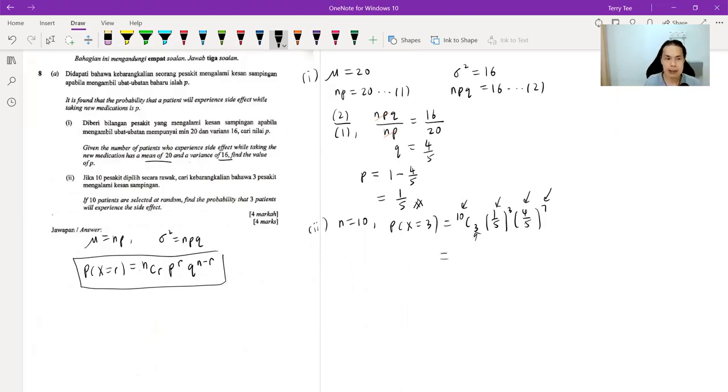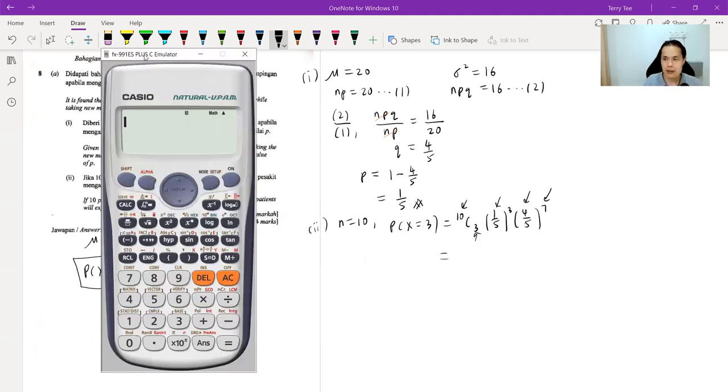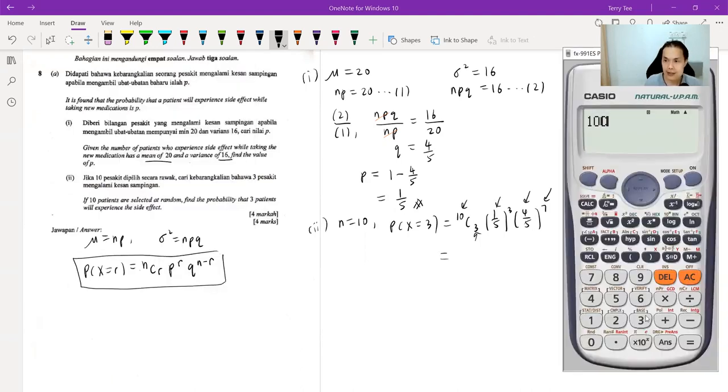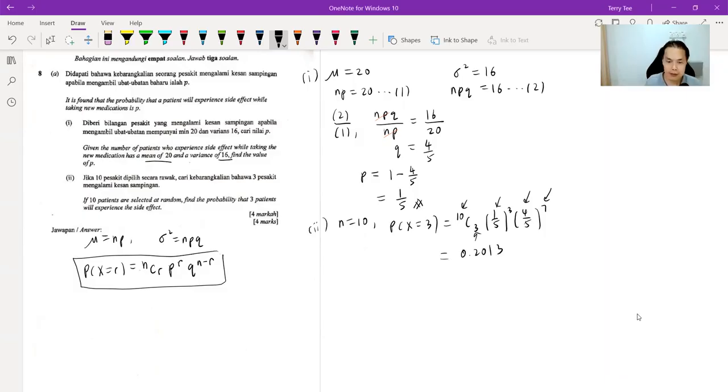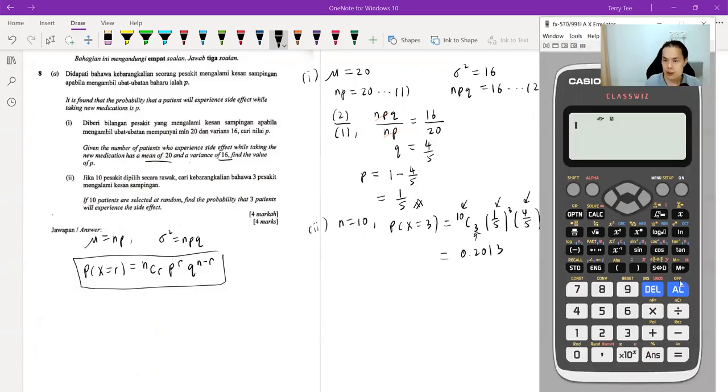Just use your calculator. You can use either this calculator, the black one, the Class VW calculator. I use 10C3 times open bracket 1 over 5 close bracket power 3, then multiply with open bracket 4 over 5 close bracket power 7. Okay, so guys, I got 0.2013.